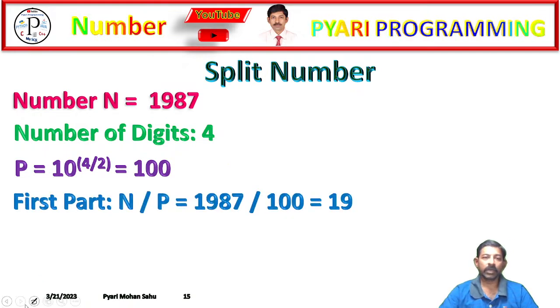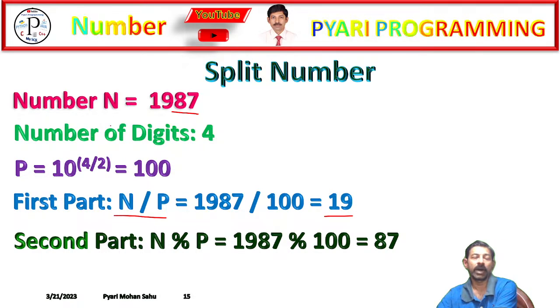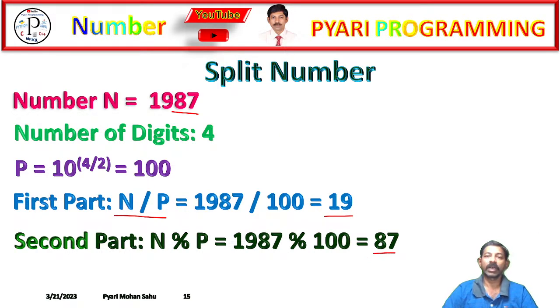नेक्स्ट, फर्स्ट पार्ट कैसे निकालना है, n बाई p आपका क्वोशेंट आएगा। क्वोशेंट 19 है तो रिमाइंडर 87 आएगा। तो n मॉडुलो p, where n is the number, p is the power, जो हमने कैलकुलेट किया था। सो मॉडुलो 100, I got 87। फर्स्ट पार्ट सेकेंड पार्ट हो गया आपका। So if you have understood, then we'll apply.